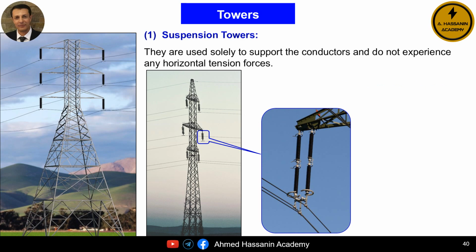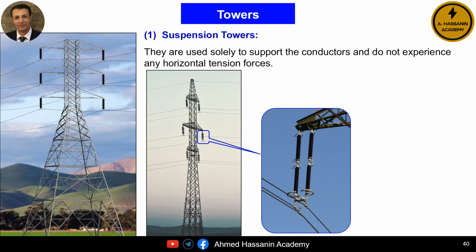It is important to understand that suspension towers used in overhead transmission lines constitute approximately 75% to 80% of the total number of towers along the transmission line. The function of suspension towers is to carry the conductors or phases only, meaning that these towers are not subjected to any horizontal tensile forces at all.